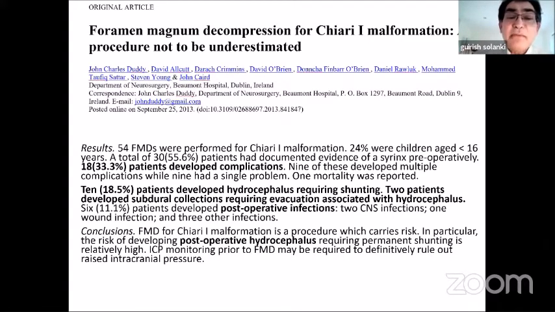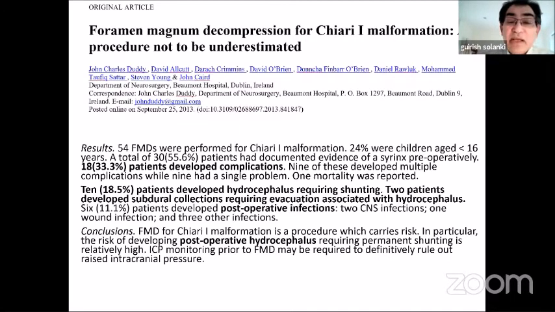A further study from Ireland, from my friends John Cadd, Derek Crimmins, and David Alcott, and others, also indicated that in their hands, foramen magnum decompression should not be underestimated. It's a formidable procedure because if the Chiaris are complex, there are a lot of complications. They also reported complications in 1/3 of the patients.